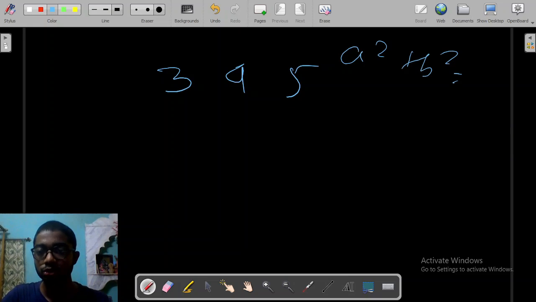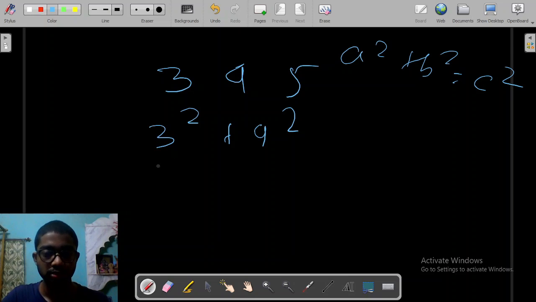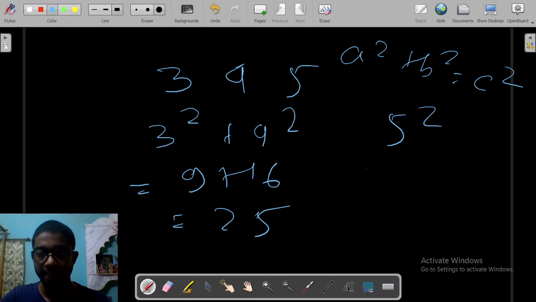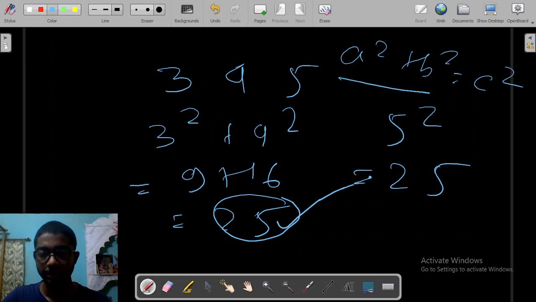So how am I saying that this is the hypotenuse? Let's check it: 3, 4, 5. The formula is a square plus b square should equal c square. 3 square plus 4 square is 9 plus 16, which is 25, and 5 square is 25. So a square plus b square is 25 and c square is 25. That means this is the hypotenuse. So if there are three numbers, the biggest number among them is the hypotenuse.